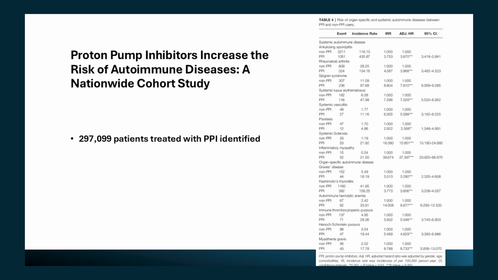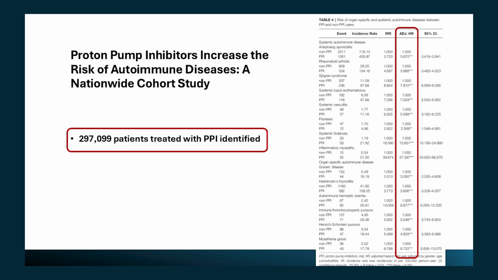Here's another theme I harp on all of the time, PPI use. This is no small study. These researchers analyzed the data for 297,099 PPI patients as compared with non-PPI controls. Look at the dramatic differences in risk for developing a wide array of autoimmune diseases in those who took PPIs.